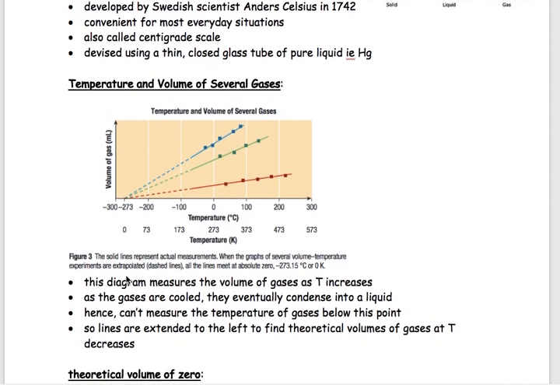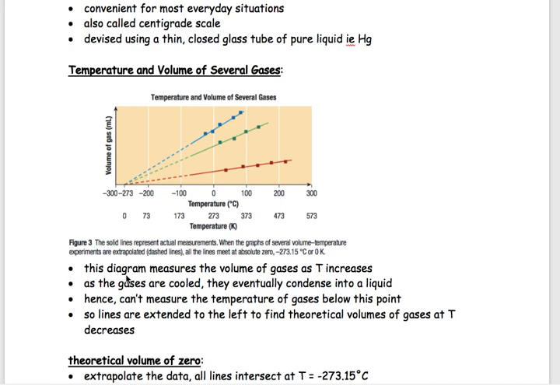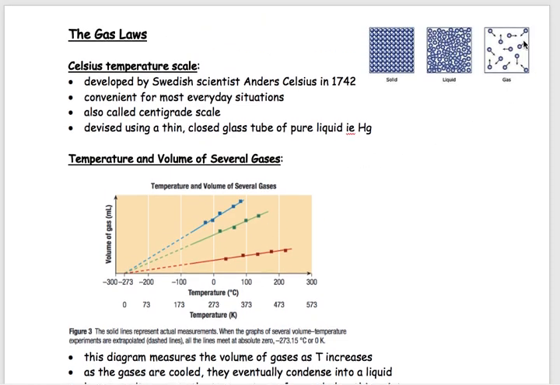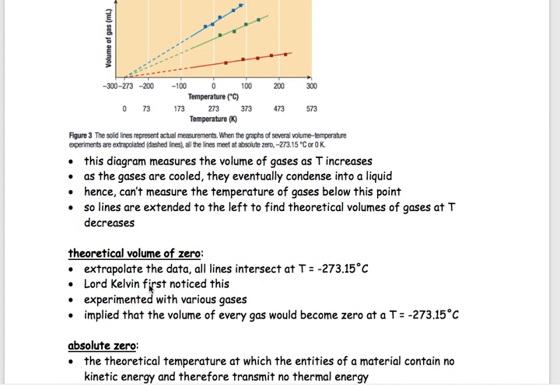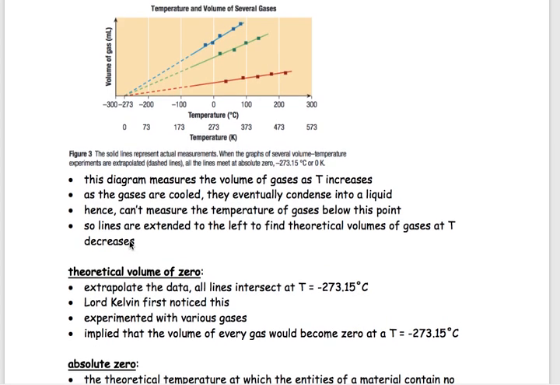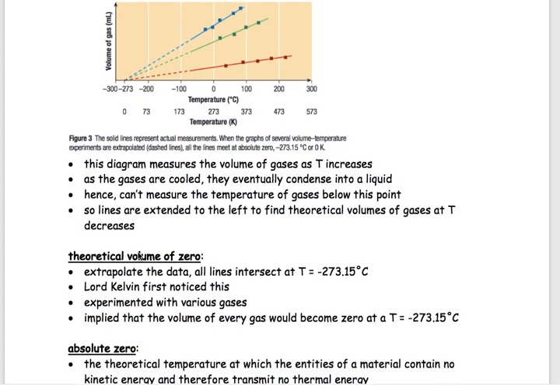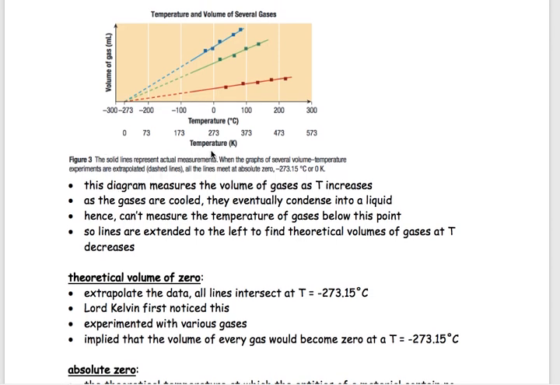So this is the theoretical: if you got the temperature really, really low, then the gas particles would come closer together. They wouldn't be moving as much. And so this is the theoretical volume of zero. Anyway, they noticed this, and they realized that gases have different properties, and it's important to analyze at these different temperatures.